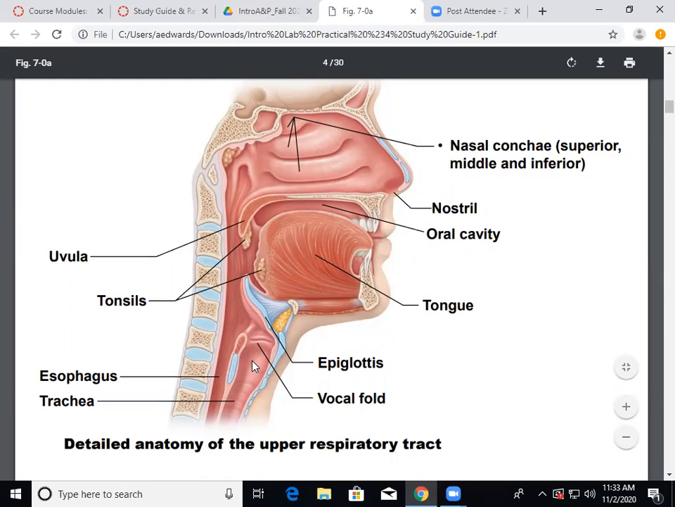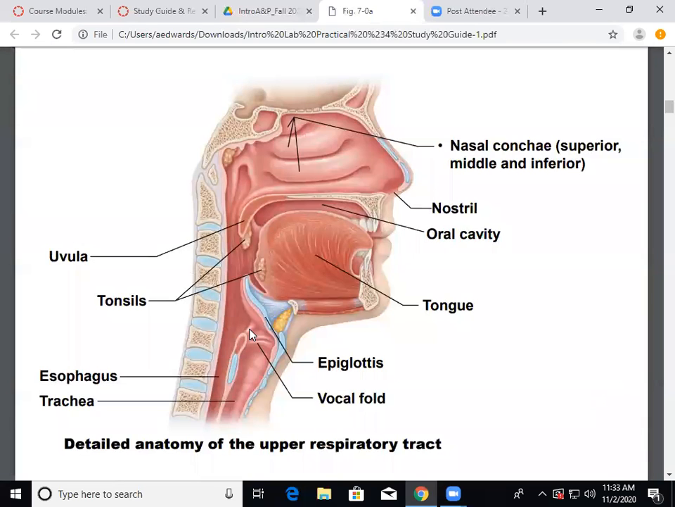And you have these 2 passageways. The passageway for food is the esophagus. The passageway for air is the trachea. So those are parts of the upper respiratory tract.